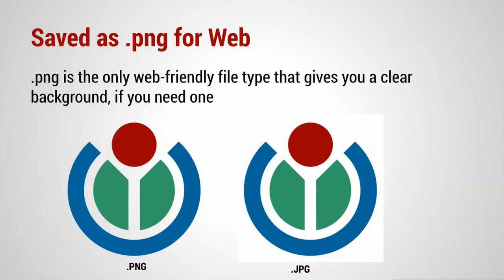I'll go over this again when I introduce your homework, but .png is the only web-friendly file type that gives you a clear background if you need one. This is the Wikimedia Commons logo. On the left is a PNG, on the right is a JPEG. A JPEG has a white background. If you don't give it a background, it automatically has a white background. So if you're going to put this on a website and you want it to be in the header, it would be kind of awkward to use the JPEG because people might think the white background is part of the logo. You can see it's blocking out the gradient of the slide behind it.